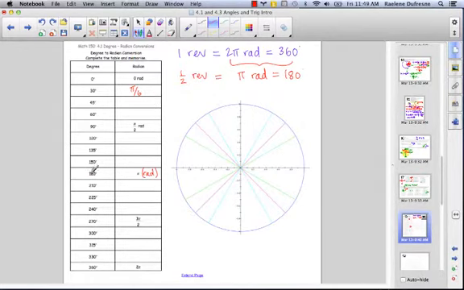Similarly, 180 divided by 3 gets me to 60 degrees. So pi radians divided by 3 is pi by 3 radians, which is equivalent to 60 degrees. I could take 60 degrees and multiply by 4, for example, to get 240. So I could take pi by 3 radians and multiply by 4, so that 4 pi by 3 radians is equivalent to 240. You should get in the habit then of being able to place these angles on the circle.